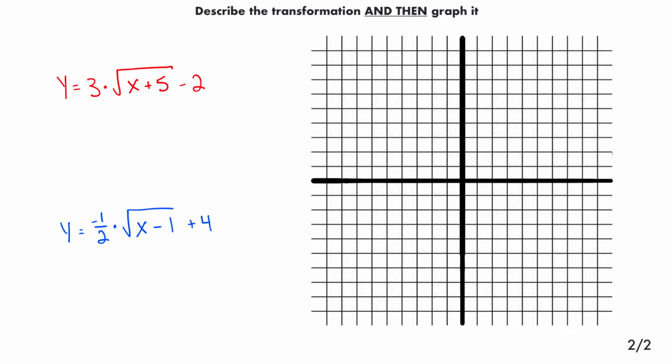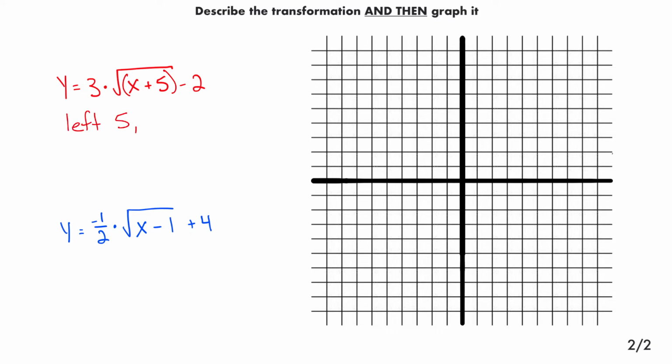For the first one, I have y equals 3 times the square root of the quantity x plus 5, quantity minus 2. That plus 5 underneath the square root, you can think about as in parentheses because we're square rooting that entire quantity. Because it's next to the x, the plus 5 is going to dictate x-like movement. That's movement left and right. We do the opposite of the plus 5, so that means left 5.